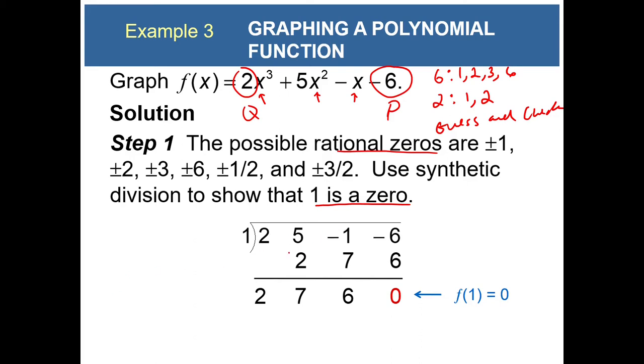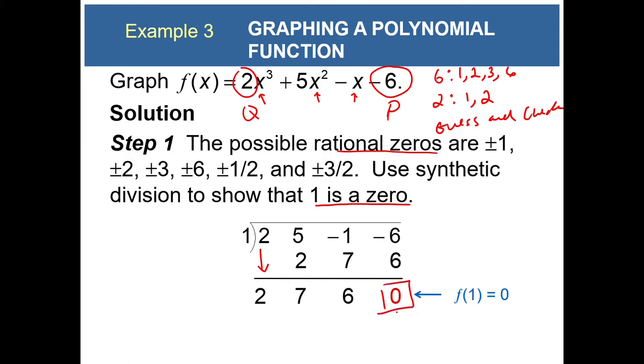So now let's go over the process of synthetic division. We have the 1 on the outside, and on the inside it's 2, 5, -1, and -6. So we'll drop down the 2. 1 times 2 gives us 2. 5 plus 2 gives us 7. And 1 times 7 gives us 7. -1 plus 7 gives us 6. And 6 times 1 gives us 6. -6 plus 6 gives us 0.